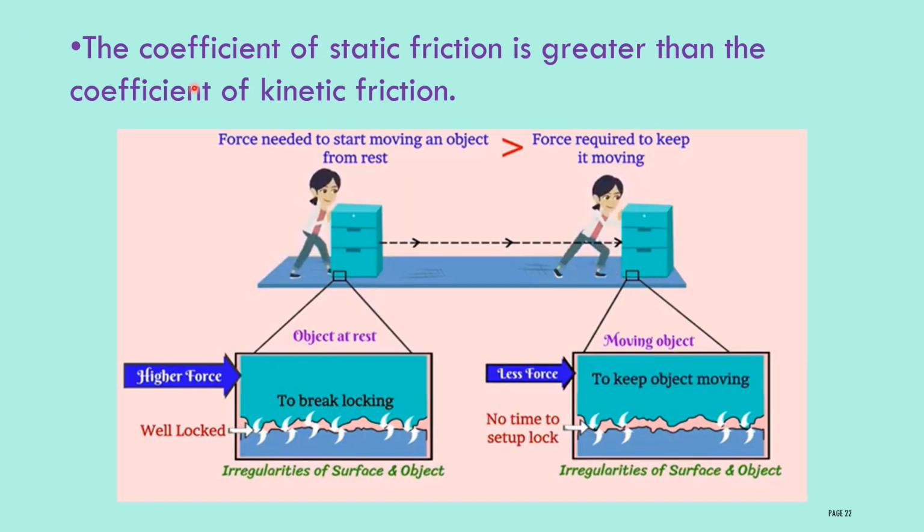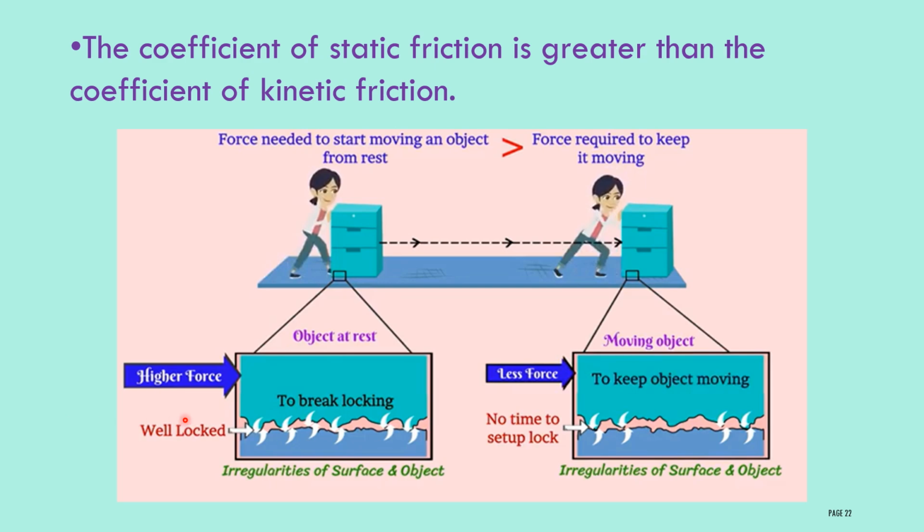Fifth law of friction: the coefficient of static friction is greater than the coefficient of kinetic friction. Static friction is when the object is at rest and it possesses a friction. That friction is a static friction. Kinetic friction is when the object is moving and it possesses a friction, that is kinetic friction. When the object is at rest, the irregularities of the surface and the object are in contact with each other, and the interlocking will be more when the object is at rest. To break this interlocking, you need more force.